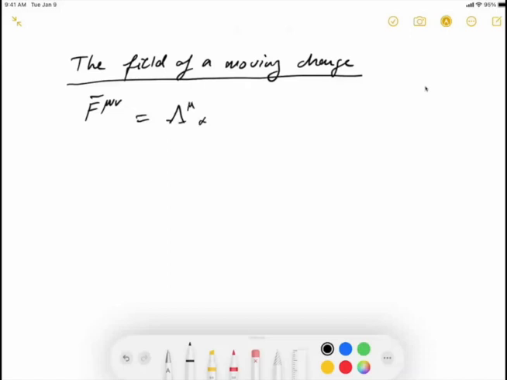So mu, alpha, nu, beta, and start out with this in the untransformed frame. But like I said, it becomes a little tedious to write it down this way. So I'm just going to give you the shorthand versions of this transform. So if v is in the x direction, then this is how the fields transform.